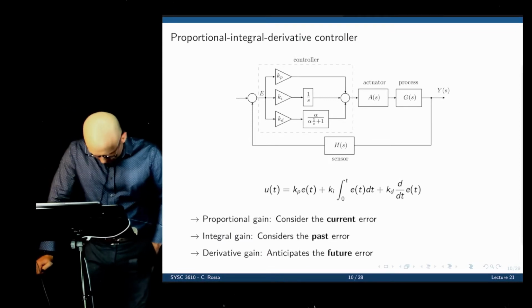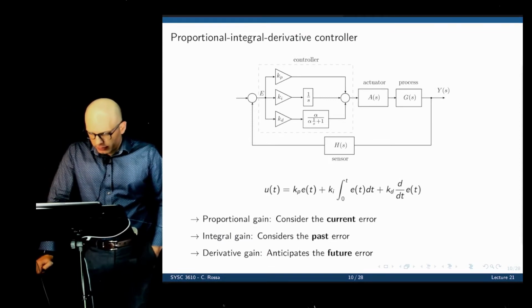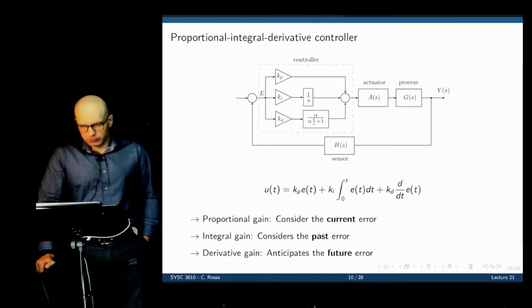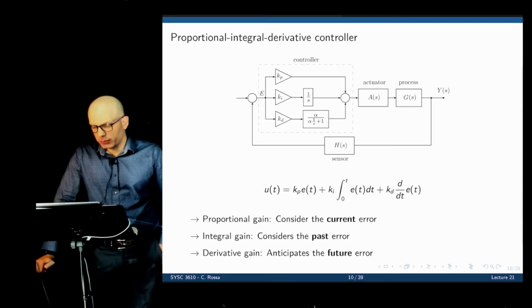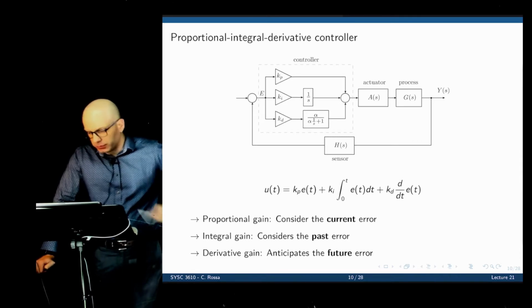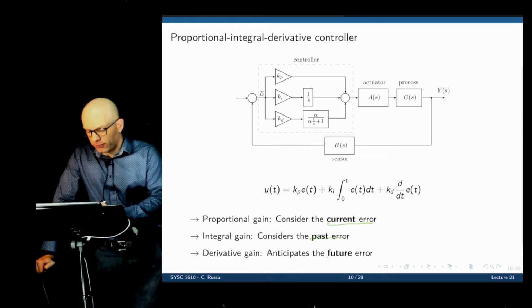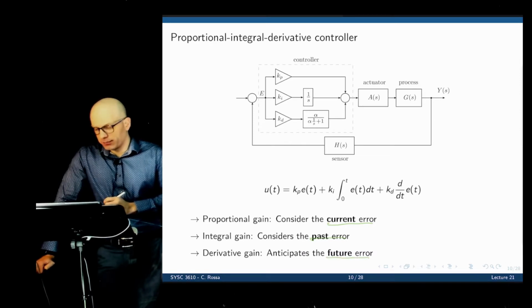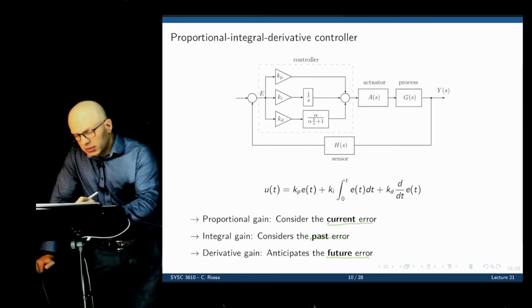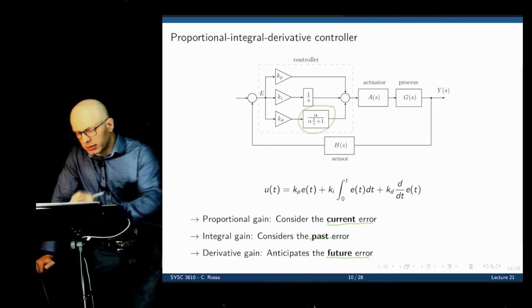Okay, so here we have the final version of the controller, all the elements combined, the final expression for the control action that is now a function of the current error, proportional, past error, integral, and future error, derivative, all combined in one. Now notice this block here is a bit odd.